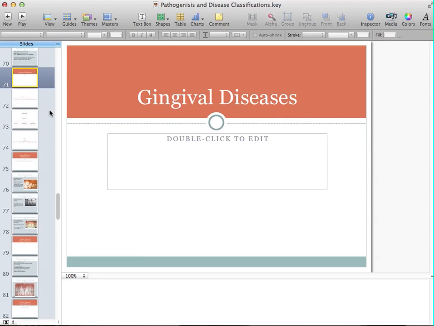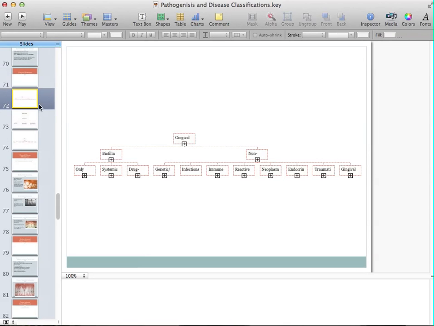So, gingival diseases. These are what we have and talked about in class. It's on the cheat sheet. But you have gingival diseases, you have biofilm-induced gingival diseases, and non-biofilm. So biofilm-induced gingival diseases can be systemic, drug-related.